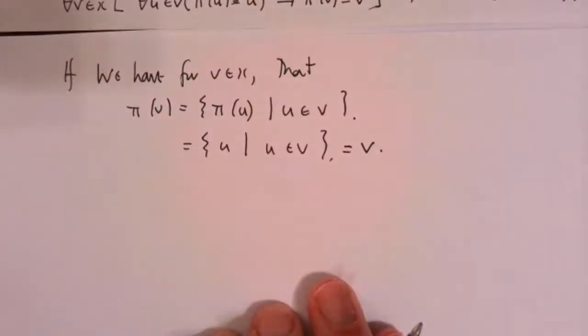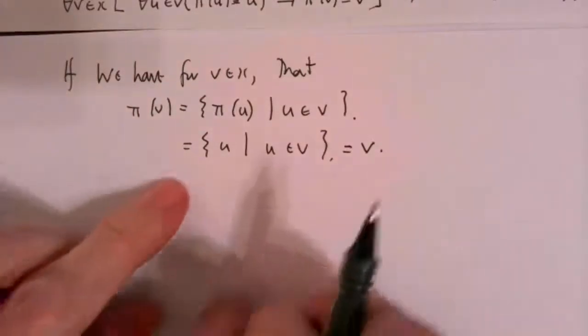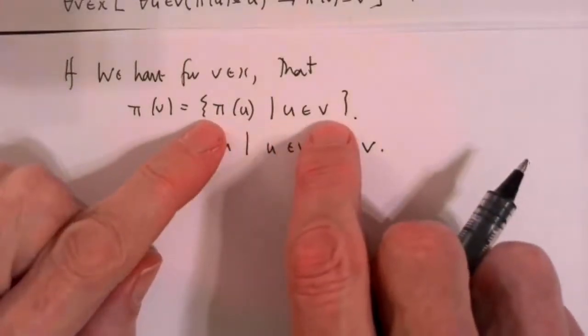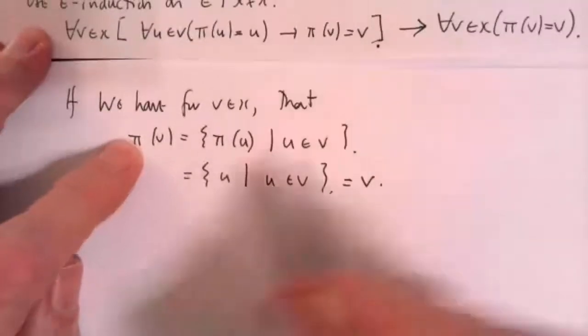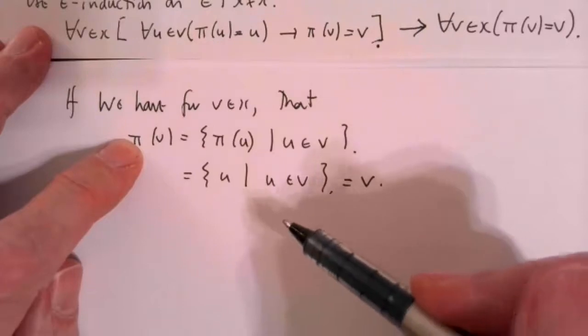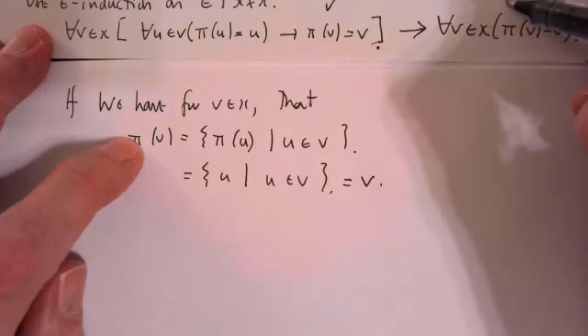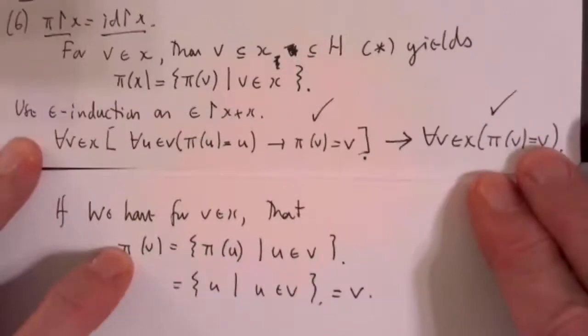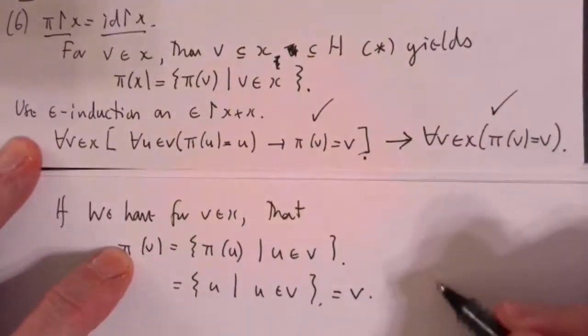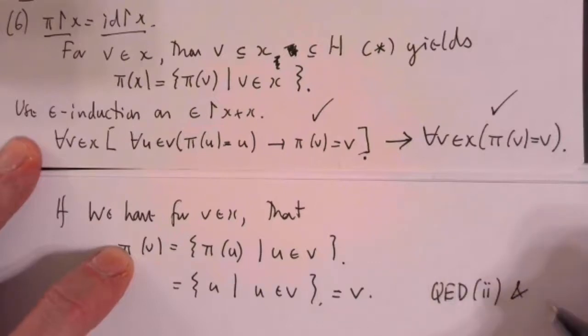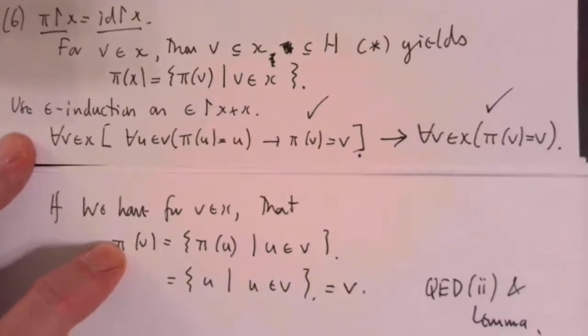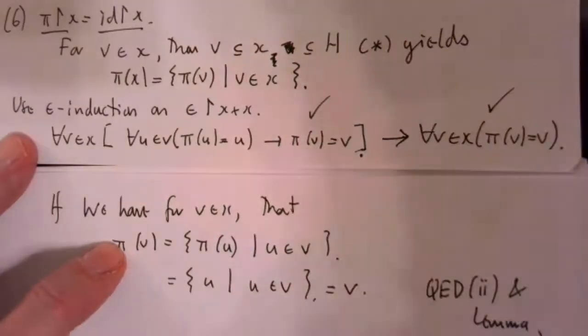Then lo and behold, this just says this is just V. Right? The set of elements of V is V. So if I know pi of U is the identity for all elements U of V, I know that pi of V is the identity. And that's just what we need as an antecedent over here. So this little argument here just justifies this antecedent. So I know this is okay. So I know that pi is the identity on X over here, and star at the top then is finished. So this finishes part two, and the lemma. So we're done here in that case. So that's the collapsing lemma.